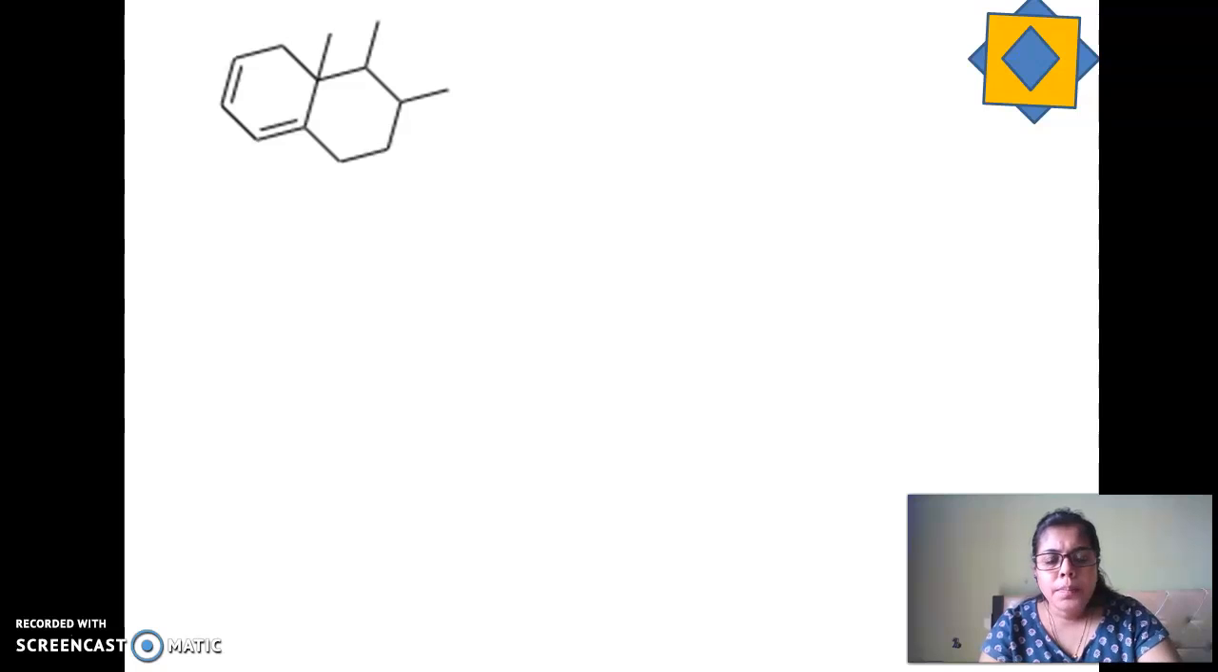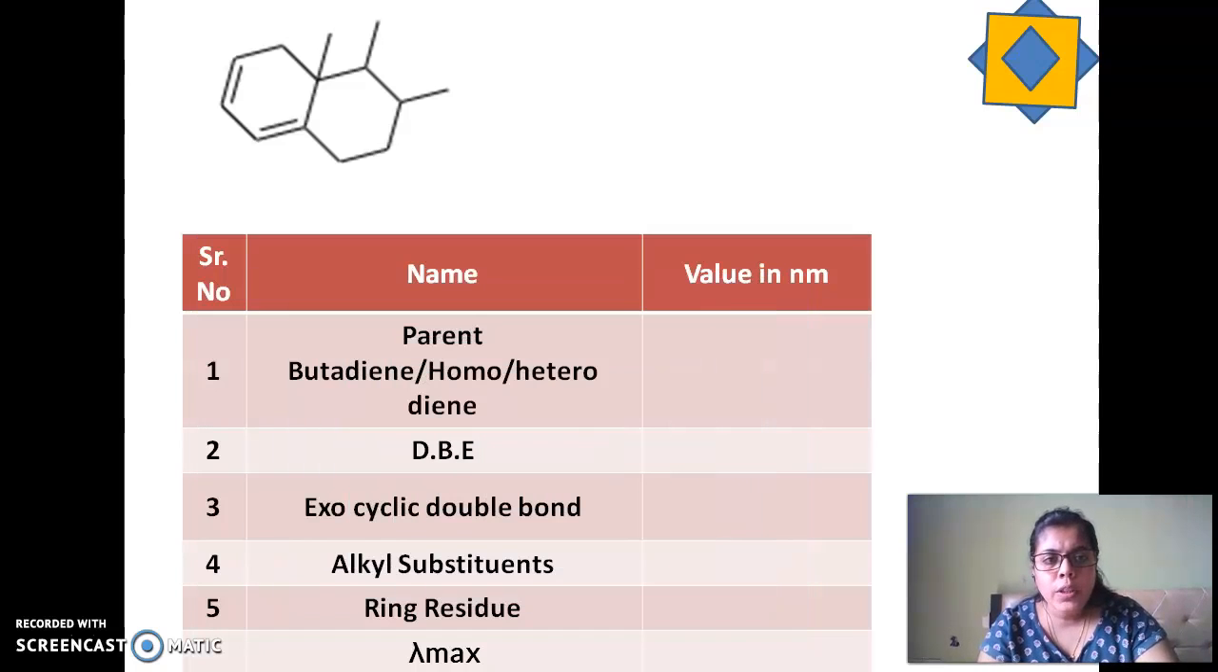There's one more sum. I have to again go sequentially. First check out the parent. Parent is absolutely homoannular, correct. DBE is not there. I do not have any DBE. Now I have to go for exo. If I have A and B as ring, if I close A, can I see any exocyclic? No. But if I close B, can I see any exocyclic? Yes, I can see one, which I have marked now. So I have to add plus 5 nanometer.